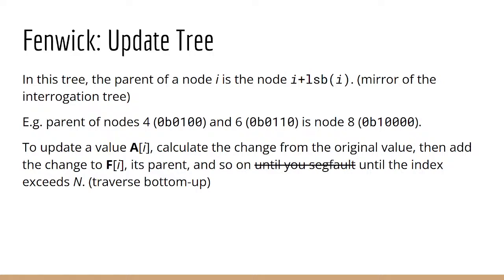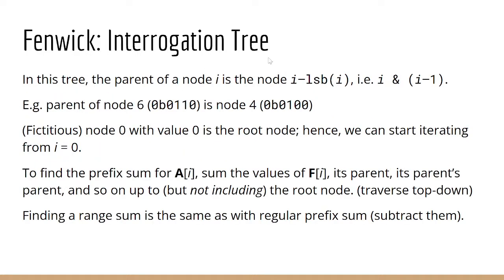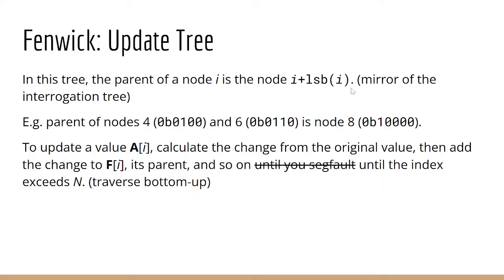So now we'll consider the update tree, which is how you update nodes. The parent of node I will then be I plus LSB of I, which is unlike the interrogation tree where it's I minus LSB of I. For example, the parents of node 4 and node 6 are node 8.